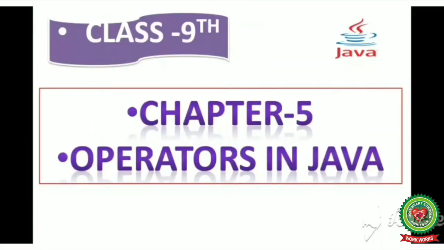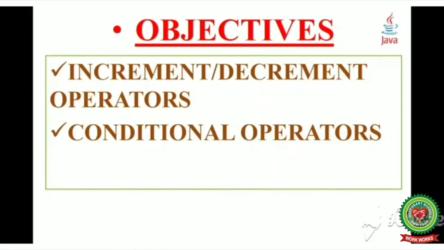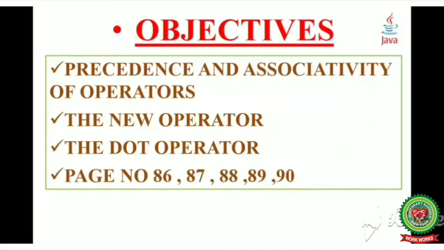Today we will discuss chapter 5, operators in Java. As in the last video, we discussed increment and decrement operators and conditional operators. Today we will discuss precedence and associativity of operators, the new operator and the dot operator, and this we will discuss through pages number 86, 87, 88, 89 and 90.